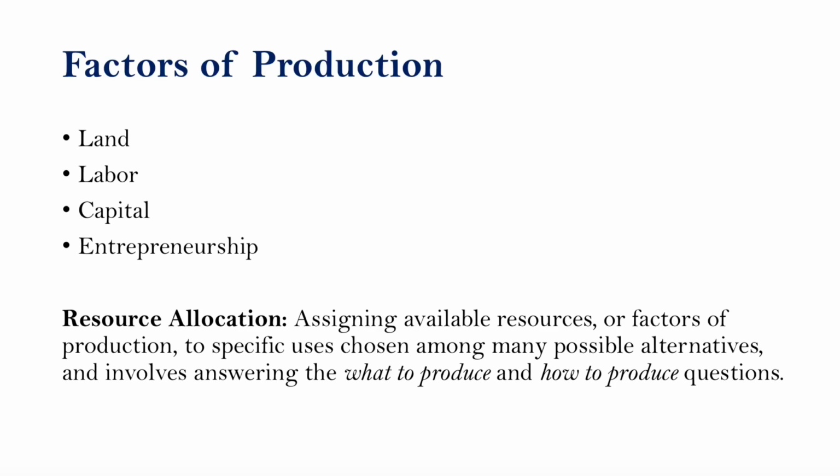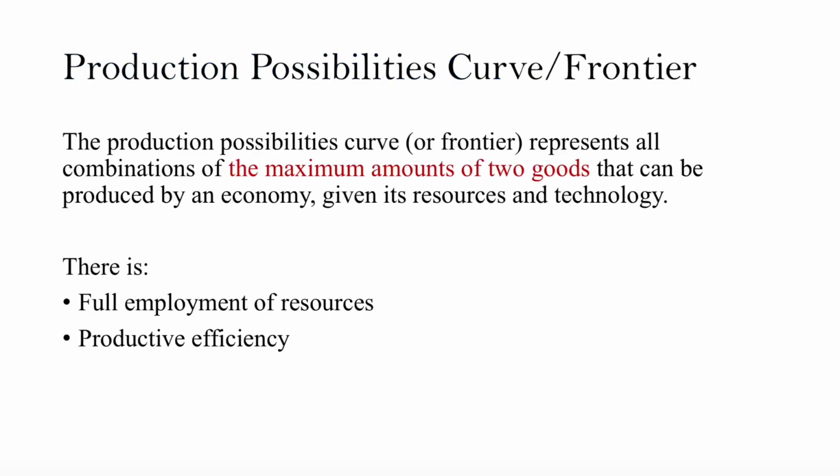And because we know that the condition of scarcity means that factors of production are limited, we have to make choices of how to distribute them to make different combinations of goods and services in the economy. And this introduces the model of the production possibilities curve. This is a model that represents all combinations of the maximum amounts of two goods that can be produced by an economy given its resources and technology. And this model has two key assumptions. In order to produce on the production possibilities curve, there must be full employment of all resources and productive efficiency. Using the production possibilities curve, we will see how these assumptions enable us to make best use of the scarce factors of production and how scarcity forces us to make choices that incur opportunity costs.